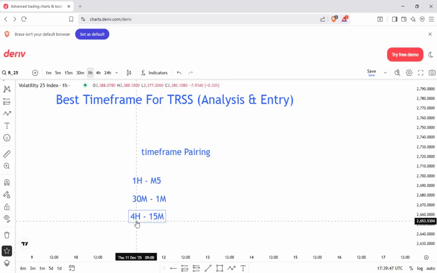And if you're using the 4 hours time frame to spot out the structures of the market, your entry should be the 15 minutes time frame. If you're using a daily time frame to spot out the structures of the market, your entry should be the 1 hour time frame. Time frames to avoid for TRSS.